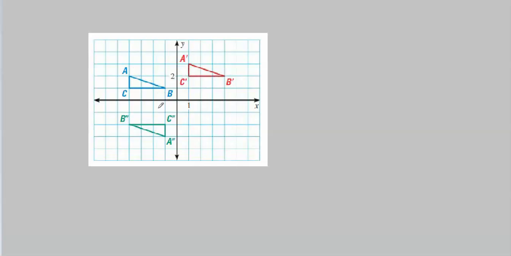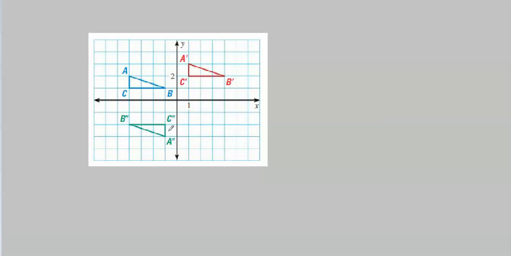This almost looks like a reflection, but not quite. Notice it's reversed. A reflection would have this long side right here. This one doesn't. But if we were to rotate this 180 degrees about the origin, this would end up right back here, I think. We double check that. That might not be a 180 rotation.